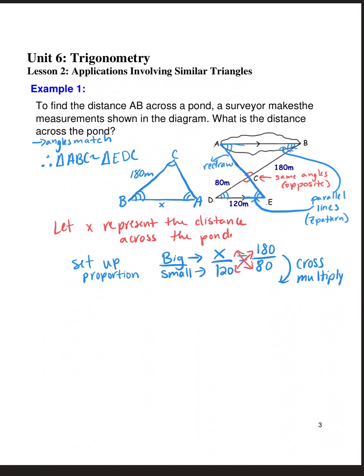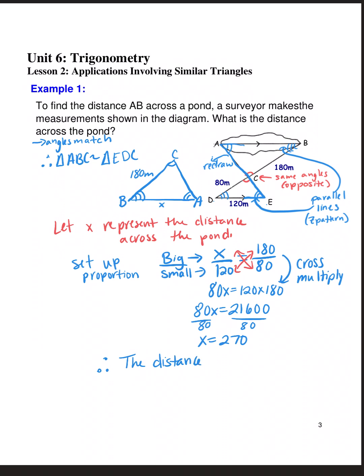So we'll have 80 times x equals 120 times 180. 120 times 180 is 21,600. If we divide both sides by 80, we get that x is equal to 270. So we can say, therefore, the distance across the pond is 270 meters. Okay, let's look at one more word problem.